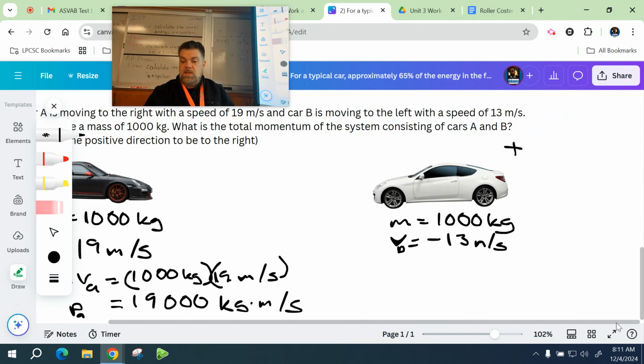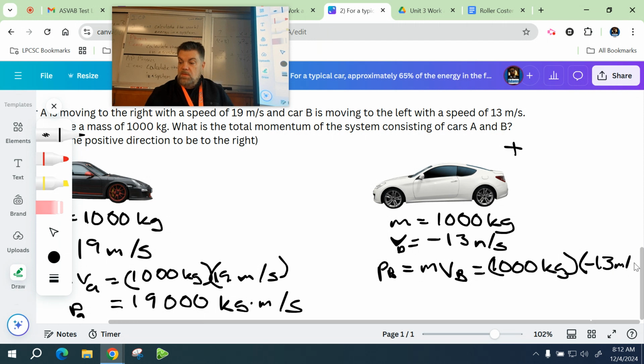And then over here, for this car, same formula. The momentum of car B is equal to the mass times the velocity of B, which is going to be 1,000 kilograms. But now this one's interesting, it's a negative 13 meters per second. So the total momentum here for car B is going to be negative 13,000 kilogram meters per second.